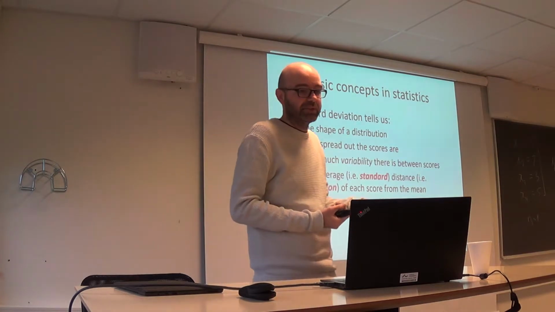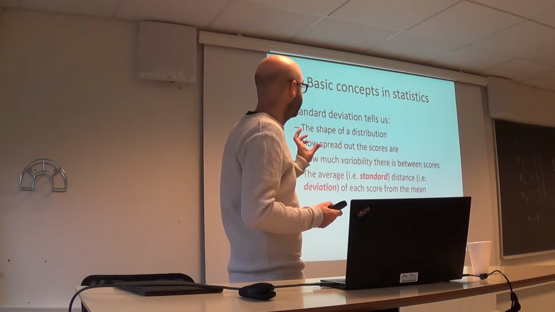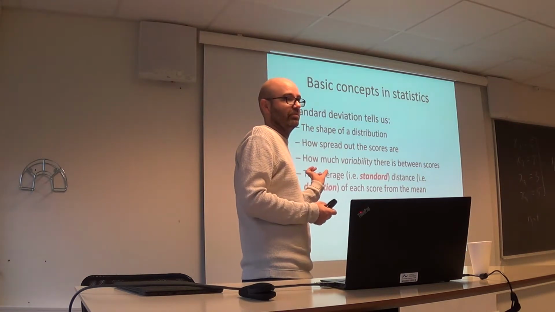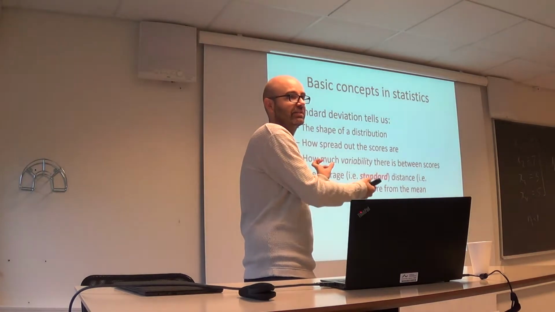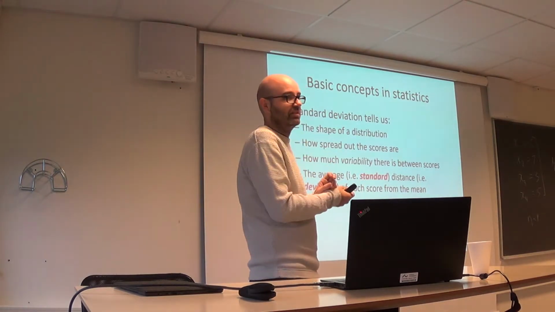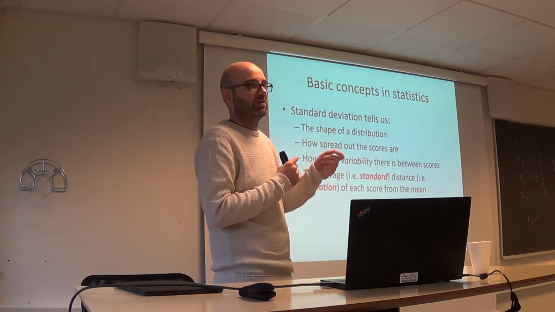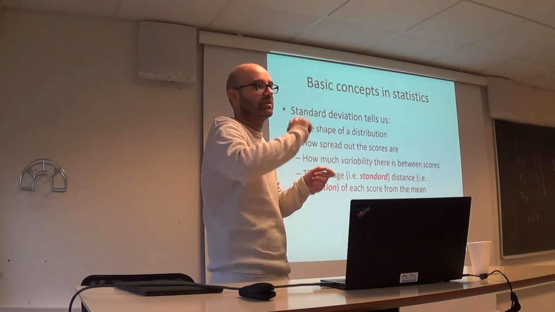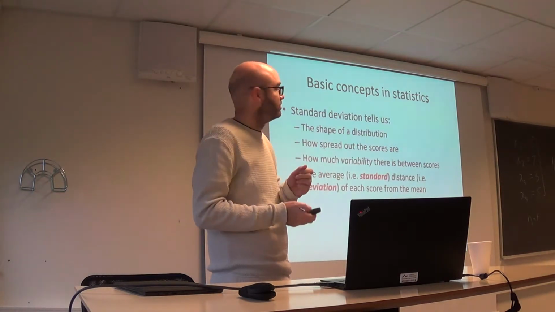It tells us the shape, how spread out the scores are, the variability. It tells us the average. We can't say average though because we've already used average, so we'll say standard distance, i.e. the deviation, of each score from the mean. So how far each score is on average from the mean. That's what the standard deviation tells us.